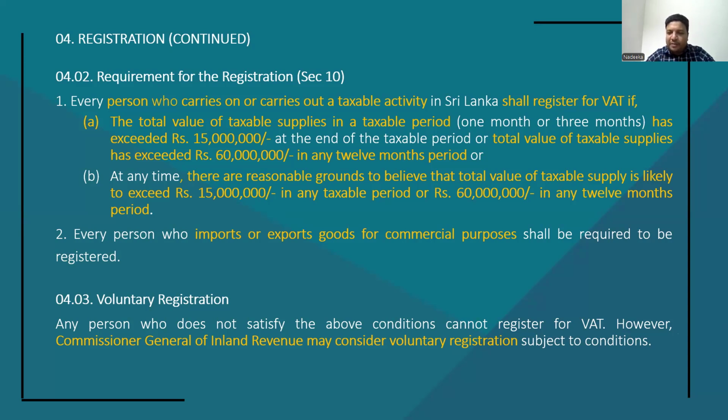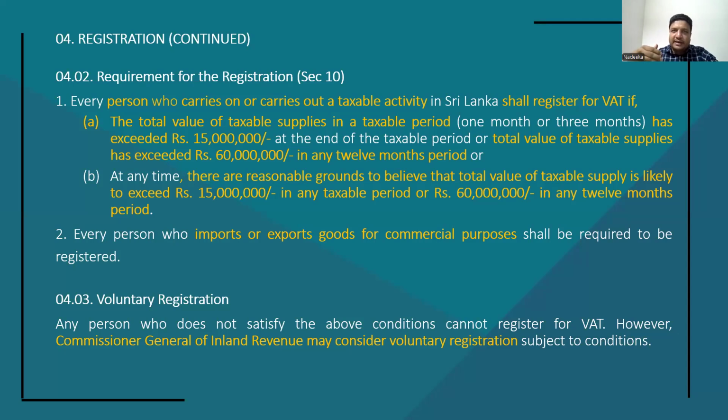Or after 1 year period, after 12 months period, you look at whether you have exceeded 60 million. If you have exceeded that, you must go and register. If you are below that, you are not liable to register. So that is based on your historical information. B focuses on your future information.